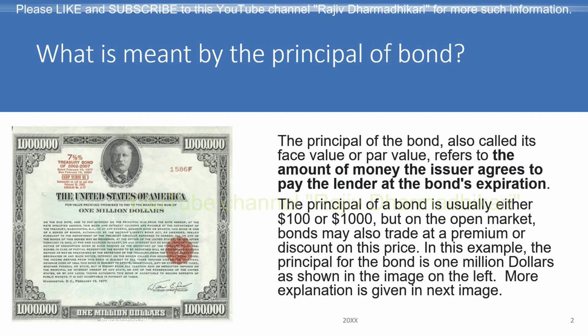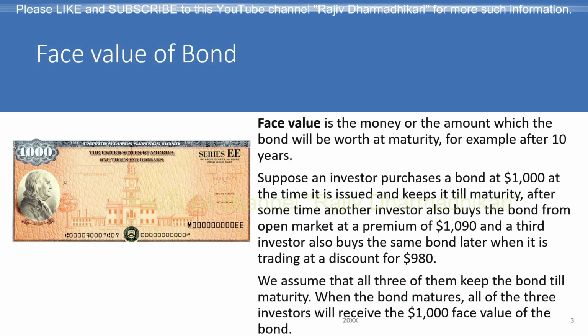In this example, the principal for the bond is $1 million, as shown in the image on the left. More explanation is given in the next image. Face value of bond. Face value is the money or the amount which the bond will be worth at maturity, for example after 10 years.